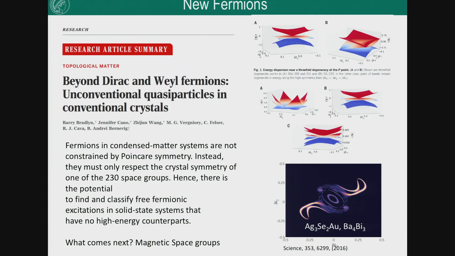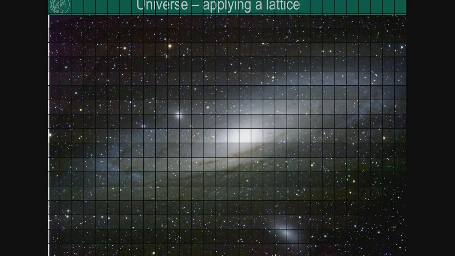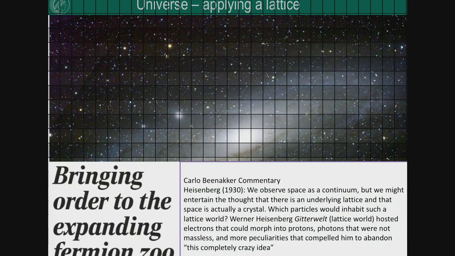But what is in common, besides the nice physics which you are interested in? This was a commentary by Bernevig about the paper, which was very nice for us. So if you could put on the universe letters, then you might even find very interesting fermions which could morph, this is a citation from Heisenberg, protons into whatever, but I don't believe this.